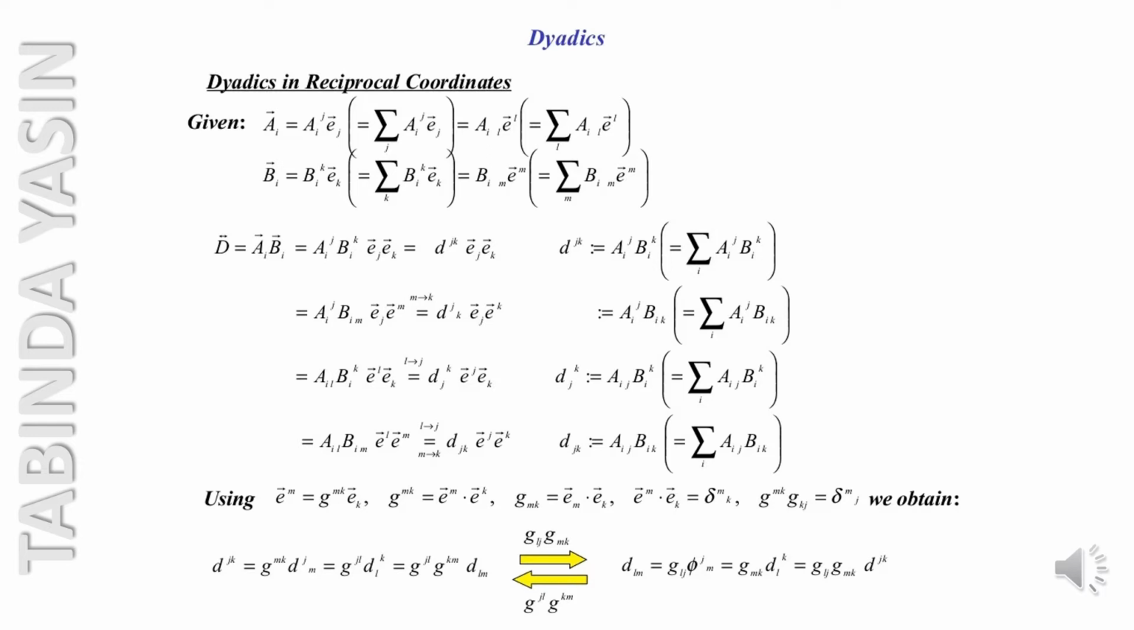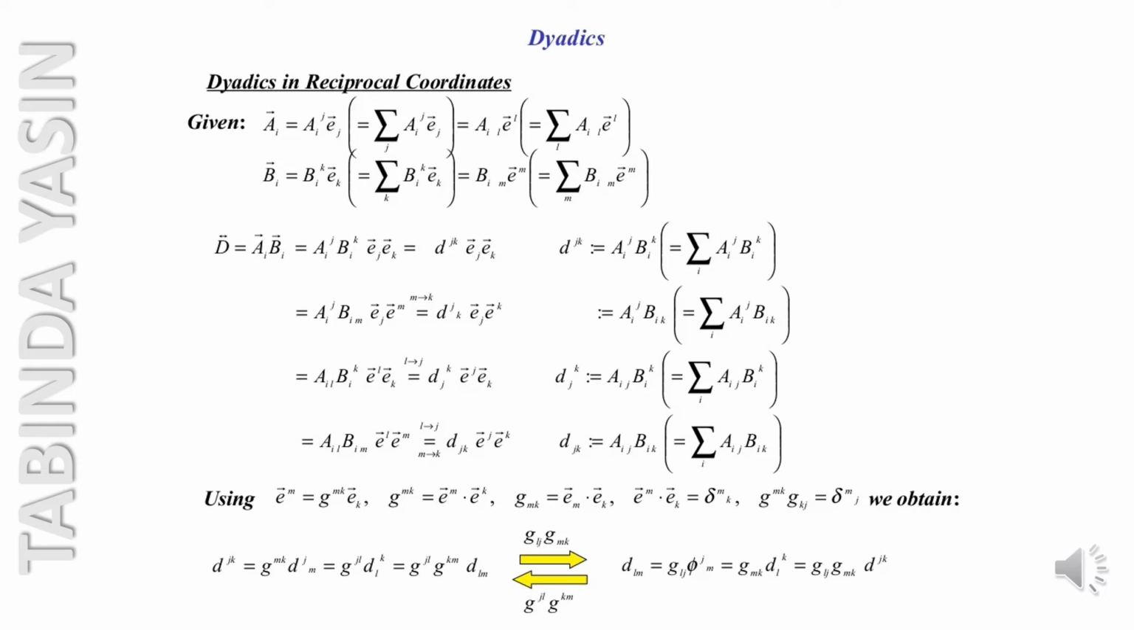Now the dyad is equal to ai bi, that is equal to aij bik ej ek, that is equal to djk ej ek. Here djk is equal to aij bij, and that is equal to the summation over i of aij bik. After solution, here we give aij bim ej em, where m approaches k, so that gives djk ej ek, that is aij bik.